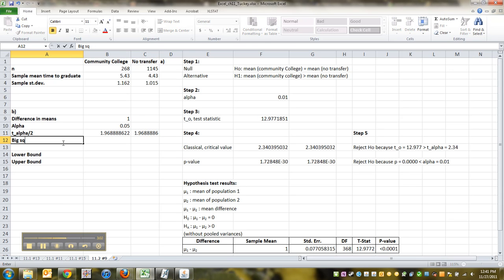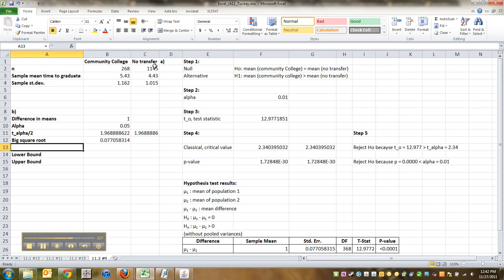And then the only other thing we need is the big square root. Let me figure it out first, because then I can plug it into the formula. So it's equal to SQRT, and it's the same one we found before actually. It's s1 squared divided by n1, which is 268, plus, and then you do it again, s2 squared divided by 1145.